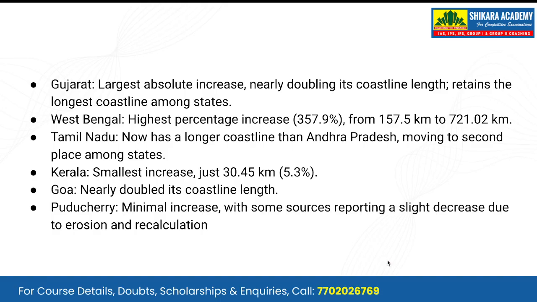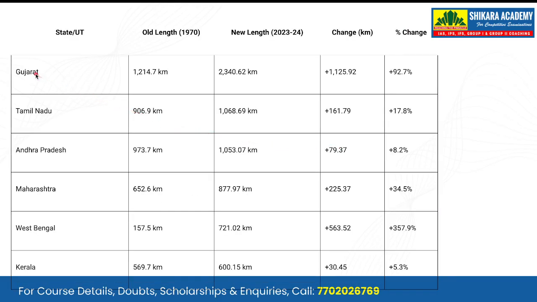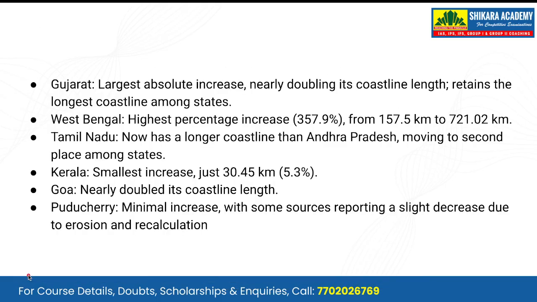So as you can see in terms of text, if you see Gujarat, the largest absolute increase, nearly doubling its coastline. West Bengal, highest percentage increase, 357% increase from 157 to 721 kilometers. Tamil Nadu now has a longer coastline than Andhra Pradesh, because Andhra Pradesh used to be in second place. But now that was replaced by Tamil Nadu. First place Gujarat, second place Tamil Nadu, third place Andhra, fourth place Maharashtra, fifth place West Bengal, sixth place Kerala. Right, Kerala smallest increase, just 5.3%.